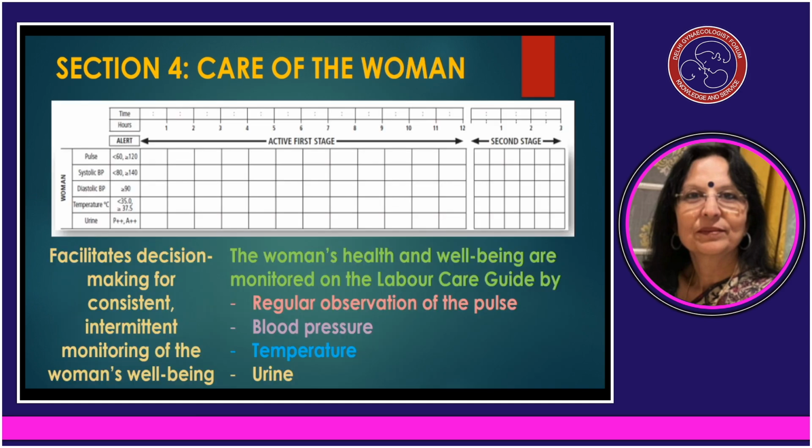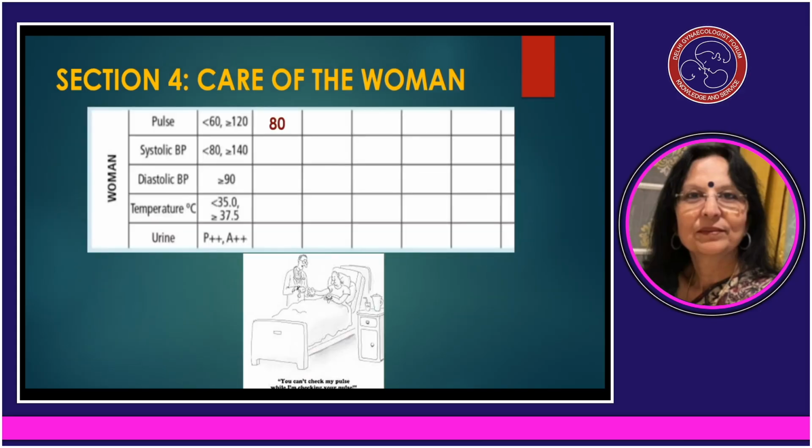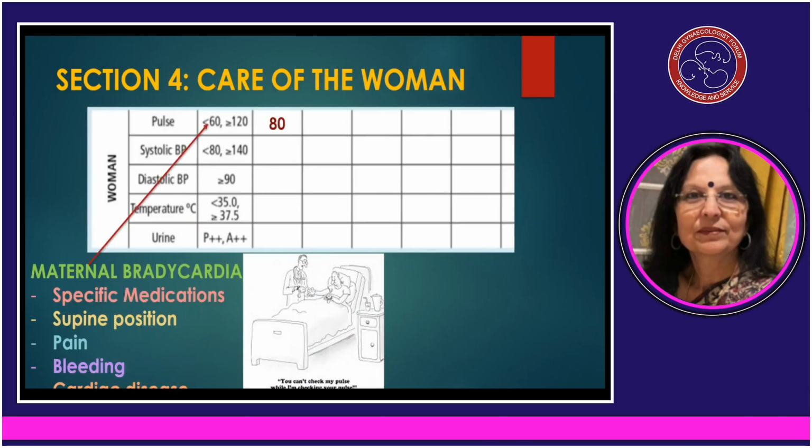Then we come over to the care of the woman, which involves the pulse, the systolic, diastolic blood pressure, the temperature, and the urine. So the pulse, if less than 60, more than or equal to 120, it is significant. In case it is a maternal bradycardia, we will see whether some specific medications like digoxin or calcium channel blockers or any kind of a beta blocker has been given.